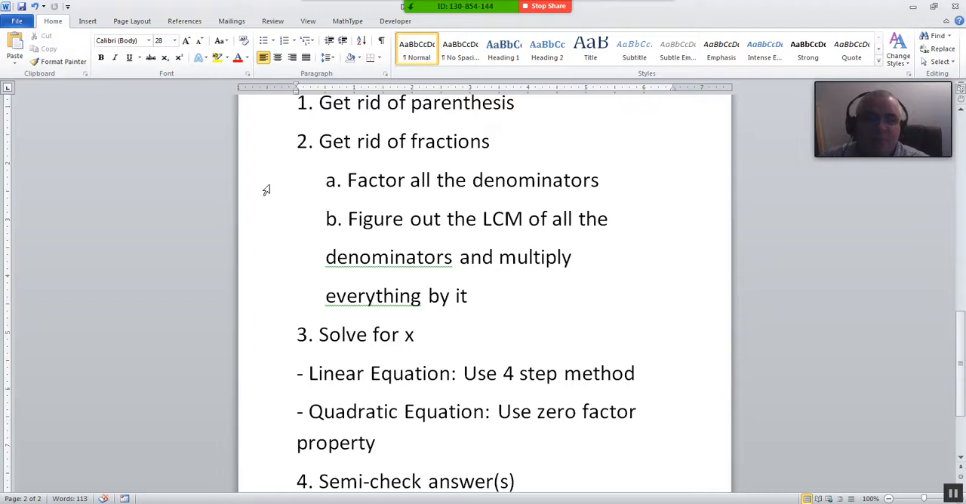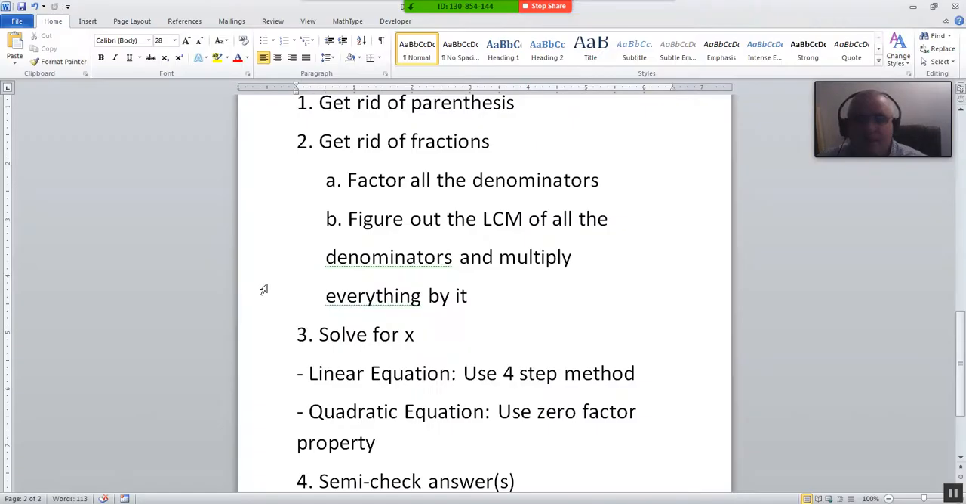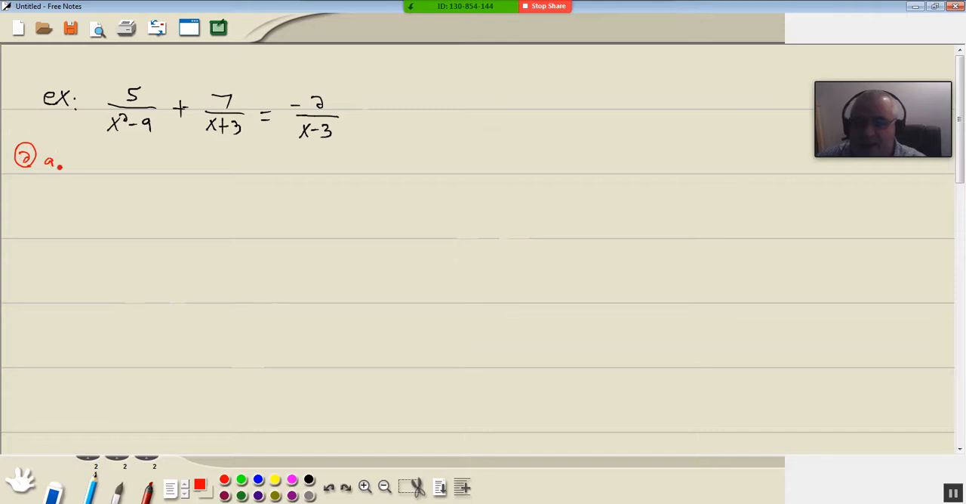Step 1. Get rid of parentheses. Don't have any. Step 2. Get rid of fractions. I do have fractions. First thing we do is we factor all our denominators.